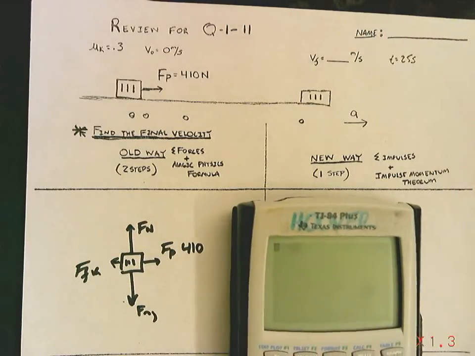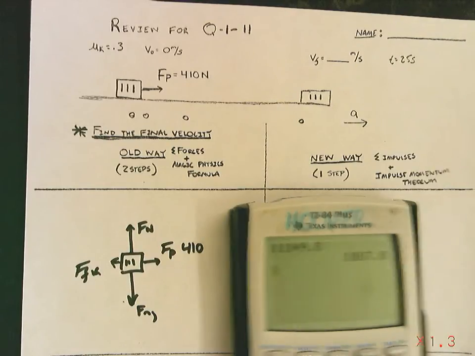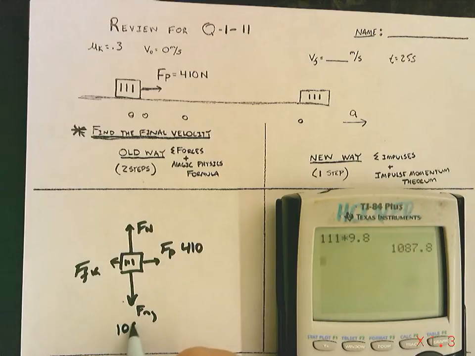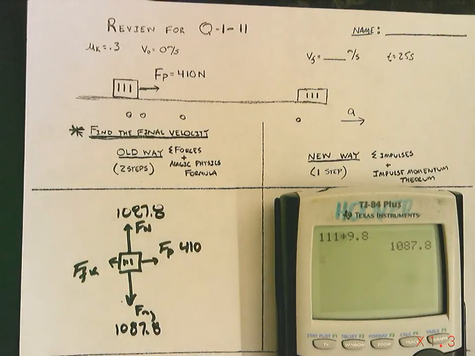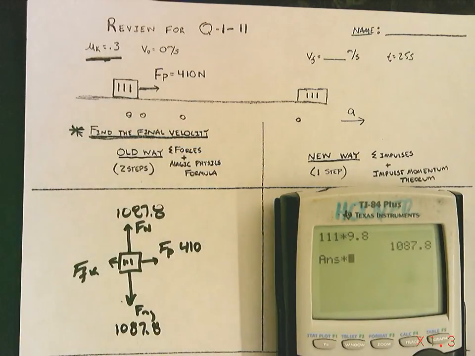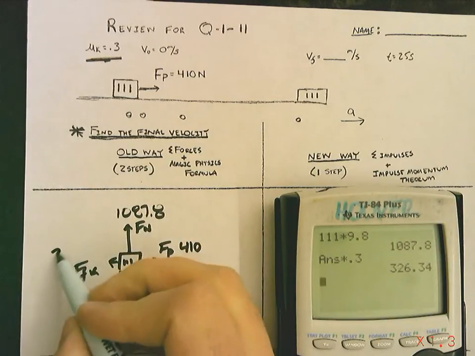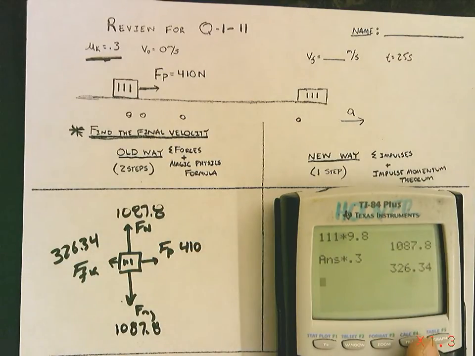So we start by just taking 111 times 9.8, and you come up with 1087.8. That means that the normal is also 1087.8, and then if you multiply that by the coefficient of friction, which is at the top here, 0.3, we end up with 326.34 for FFK. So we have unbalanced forces in the X.